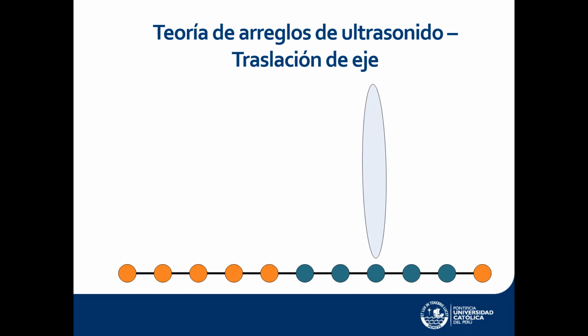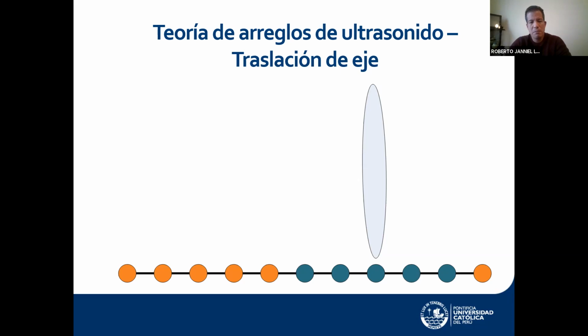Teacher, by translating the axis, by firing a set of points at a time, would that impact on having less magnitude of pressure in the far field in the end?